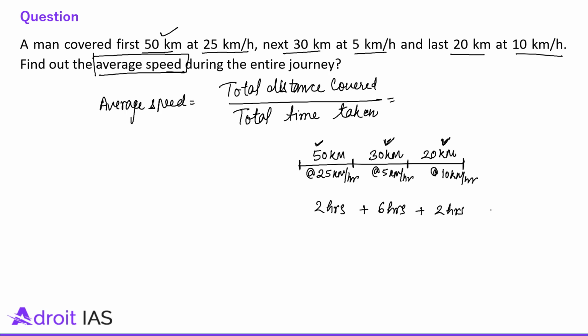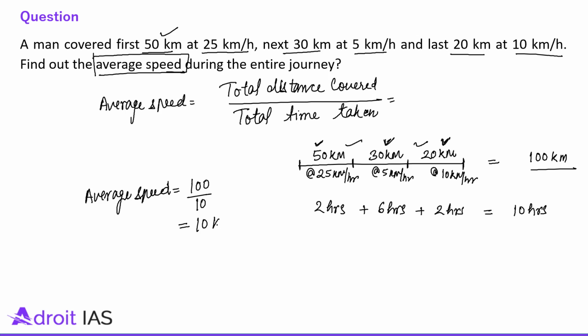So the total time taken would be 2 plus 6 plus 2, which is 10 hours, right? And here, 50 plus 30 plus 20, the total distance covered, is 100 kilometers, right? So the average speed would be total distance covered upon total time taken. So this is 10 kilometers per hour, right?